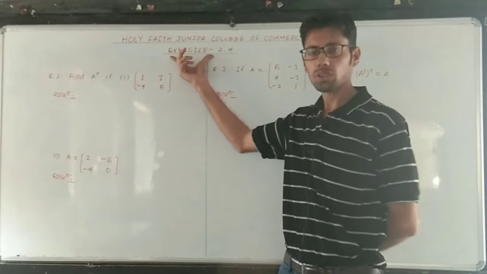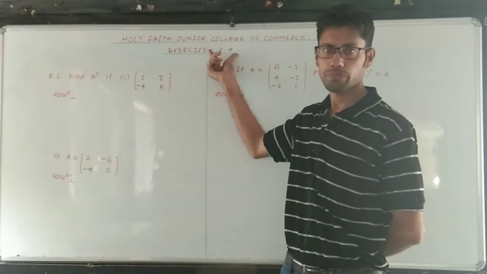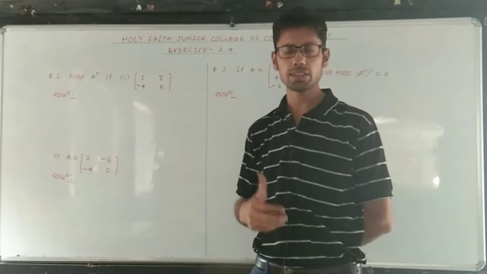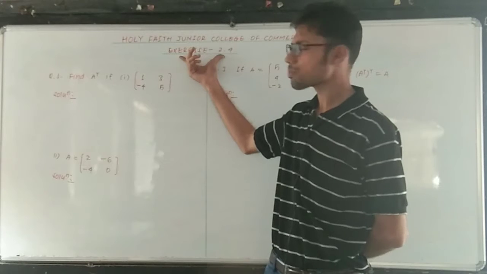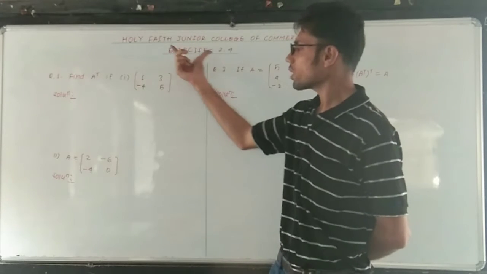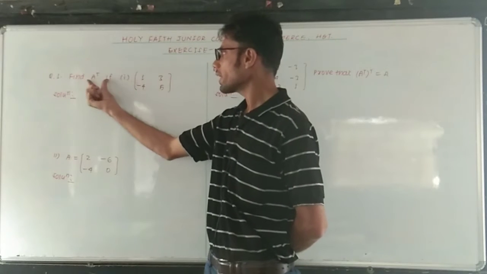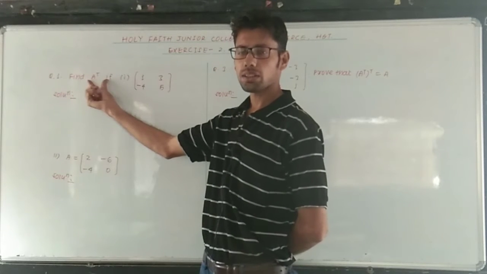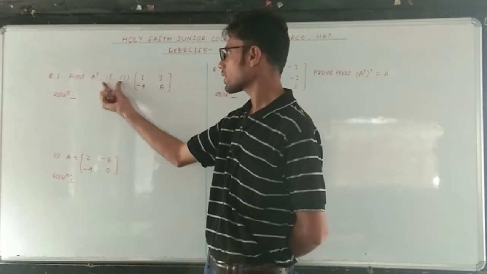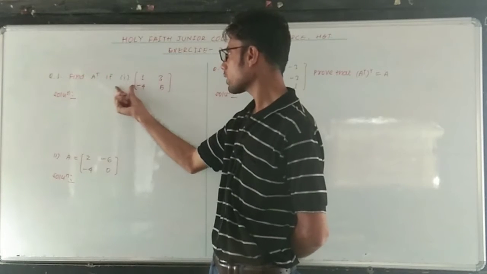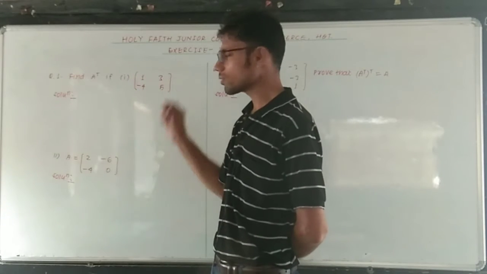Yesterday we had discussed exercise 2.3. Exercise 2.3 is completed. Now come to exercise 2.4, question number 1. Find A^T, which means transpose of A. Find the value of the transpose of matrix A if A is the matrix [1 3; -4 5].